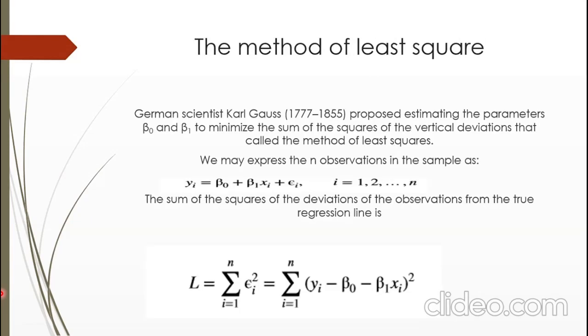The method of least squares: the German scientist Carl Gauss proposed estimating the parameters beta 0 and beta 1 to minimize the sum of the squares of the vertical deviations, called the method of least squares. We may express an observation in a sample like this, and the formula for the sum of the squares of the deviations of the observations from the true regression line is like this.